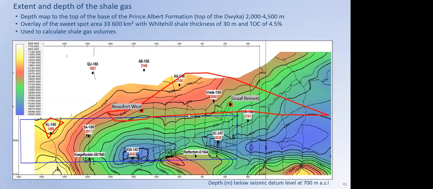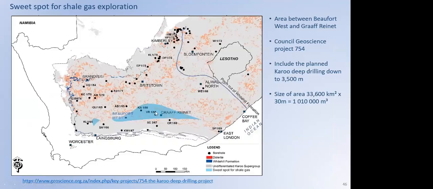This is work I've been involved with, and that's a Falkland Oil example. Again, that's Graaff-Reinet with that same polygon, as well as depths. You can see depths between 2,000 and 4,500 meters out here, a shale thickness of 30 meters and a TOC of 4.5. And this is the latest, which comes from Council for Geoscience. So we focus on that same area, and there you can see the size of it.